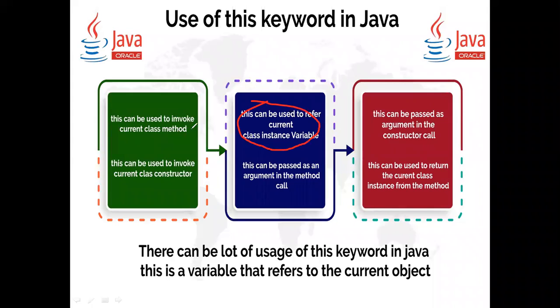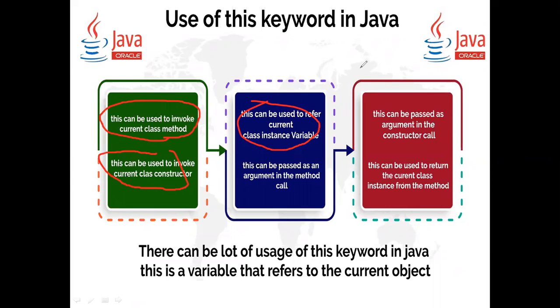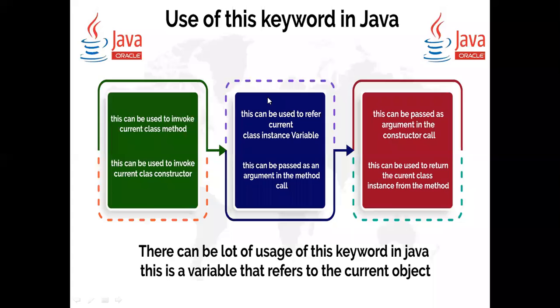Now in today's class, we are going to discuss how the this keyword is used to call the current class methods, and at the same time how it is used to invoke the current class constructor. If there is time, we can go for the next keyword. Before that, let us start with this keyword. Here, let us see how the this keyword is used to invoke the current class methods.